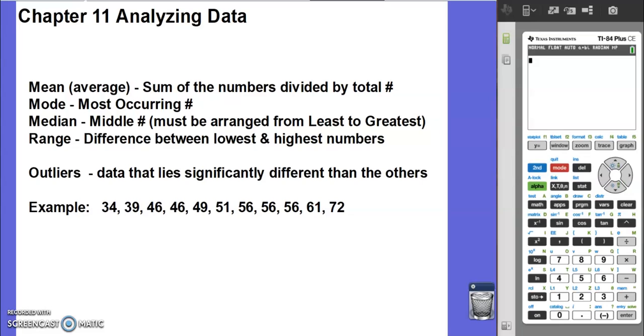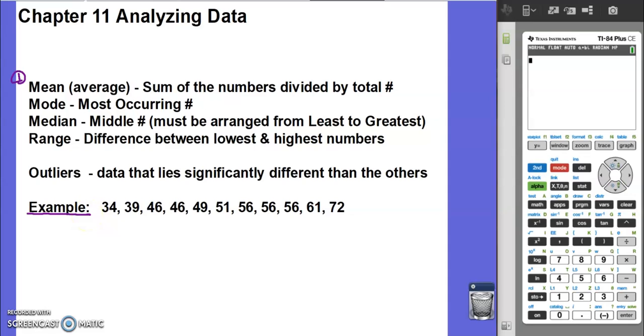All right, so first we have the average, or the mean. This is the first statistical thing that a lot of students always ask me: what's our average? What's our class average? Well, the mean is another word for it. To find it, you just take the sum of the numbers divided by the total number. So here I have an example of some numbers.